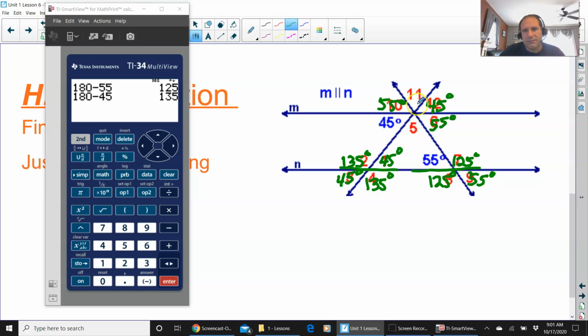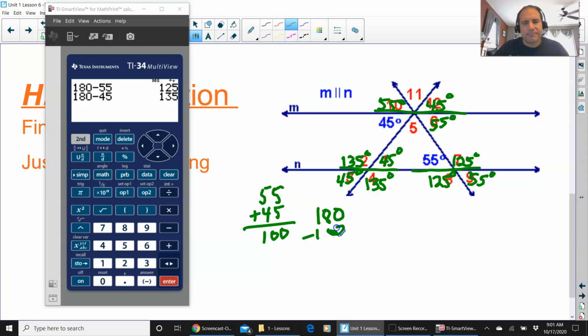If I could get this or this, let's talk about this one, 11. Here's a straight line. Straight lines equal what? 180 degrees. So you would do 55 plus 45. And obviously that is 100. Then you do 180 minus 100, and it's 80 degrees. 80 degrees, vertical angle, 80 degrees. Not that bad. Look how easy that was.